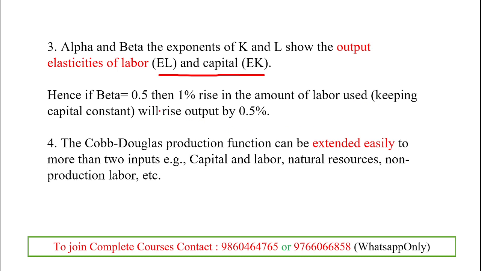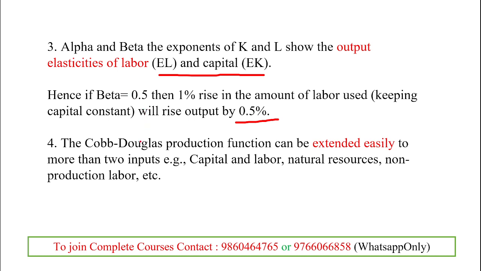So the beta is 0.5. Beta shows what? K beta, that is capital. So here changes in labor, that means a 1% rise in the amount of labor used. A 1% rise in the amount of labor without changing the capital will raise the output by 0.5. And this is because beta is equal to 0.5, and beta is a parameter of capital.